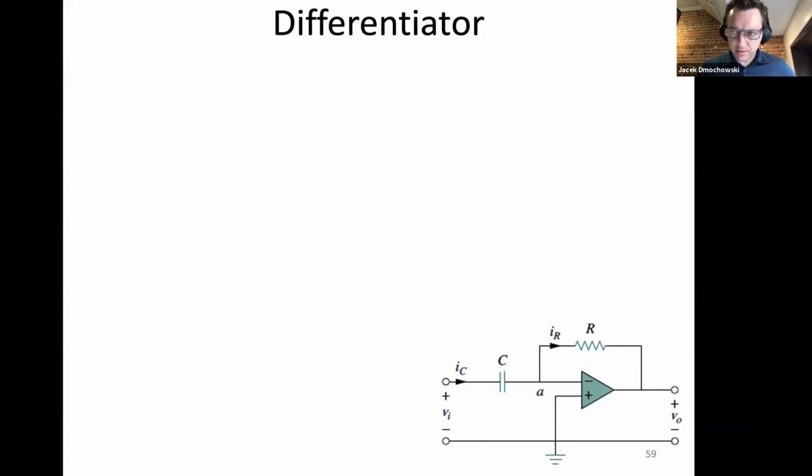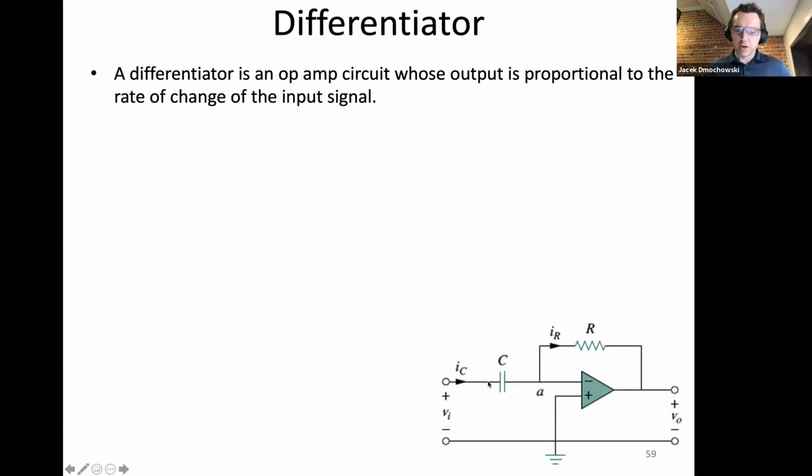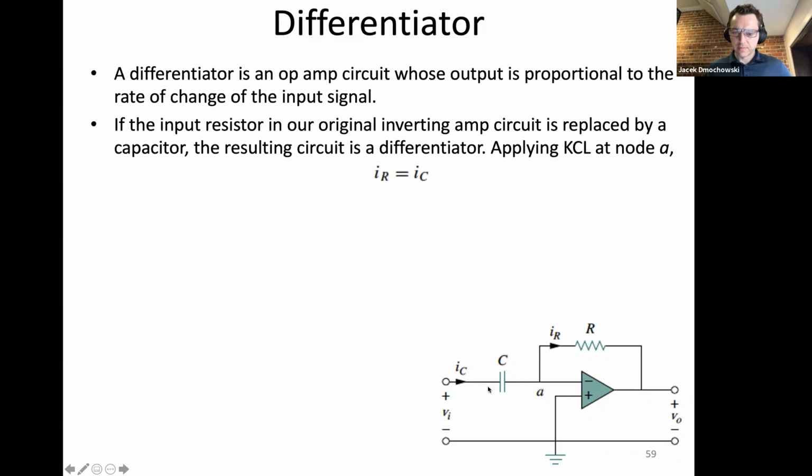Differentiator is the exact opposite, right? You put the capacitor on the input path, and you put a resistor on the feedback. Let's do the same exercise as before. IC has to equal IR. So the value of IC, right, because node A is once again sitting at 0 volts. Right, so the current here, IC is equal to C times the derivative of VI. And the current here is equal to 0 minus V naught divided by R. Right? So IR is equal to negative V naught over R, and IC is equal to C times VI prime.